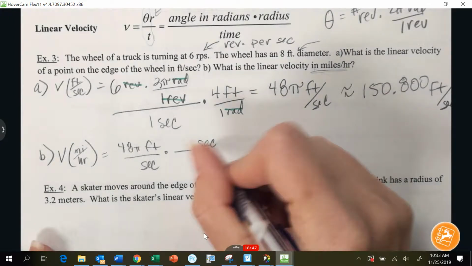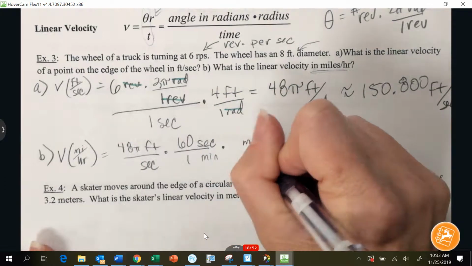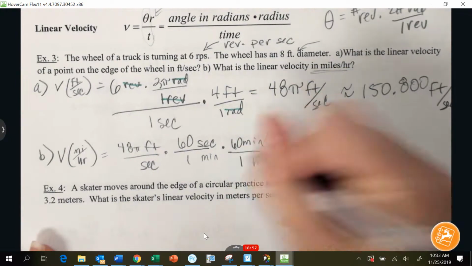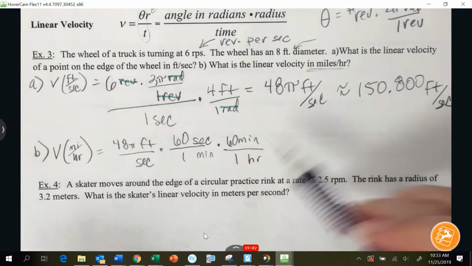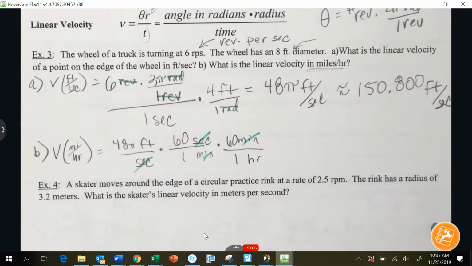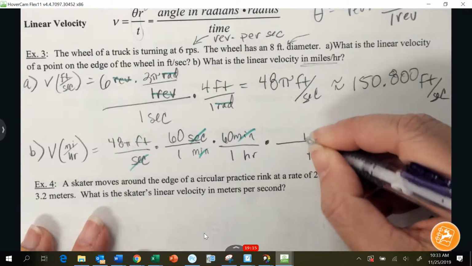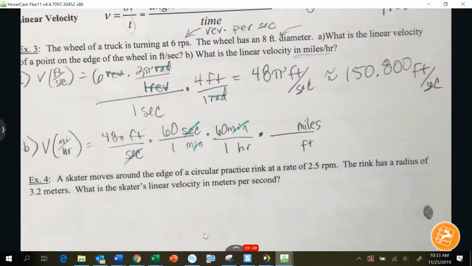So if I'm converting this to minutes, I have 60 seconds per 1 minute. But then I'm going to convert minutes into hours, so that would be 60 minutes in 1 hour. That will give me hours when I'm done. That's going to help me cancel out seconds, minutes, hours. But I don't want feet, do I? I want to cancel out feet. What do I want to end up with? I want miles. So the other life skill, how many feet is a mile?